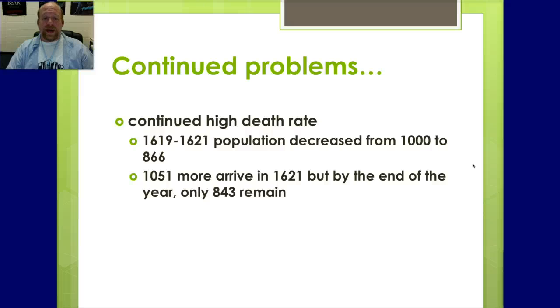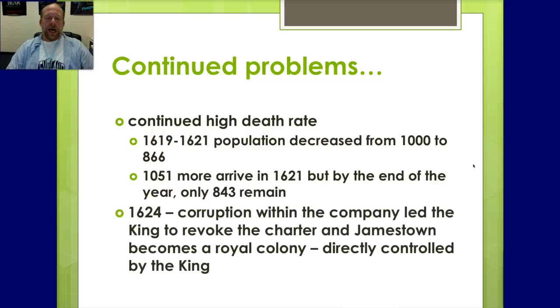Really high death rate. 1619 to 1621, we lost 200 of our population. 1,000 more arrived in 1621, but by the year's end, only another 843 remained. So the death rate was still a problem. We're getting people in, but we're losing more than we're keeping. So that's kind of an issue.